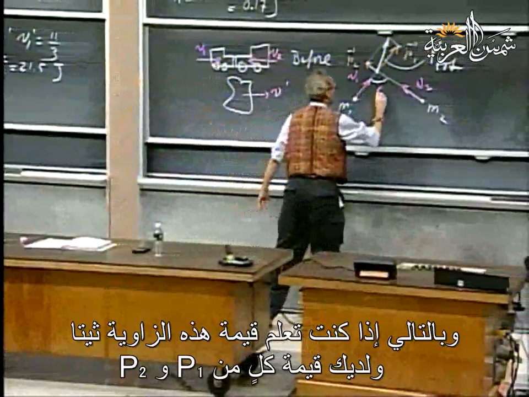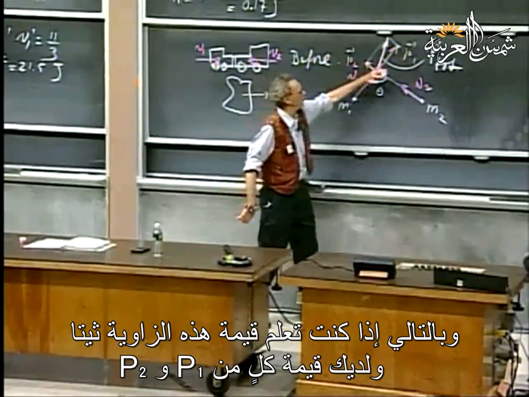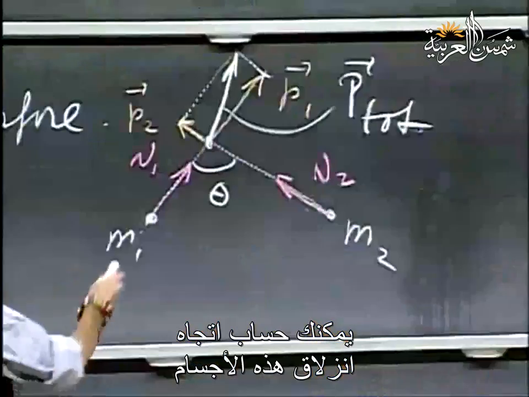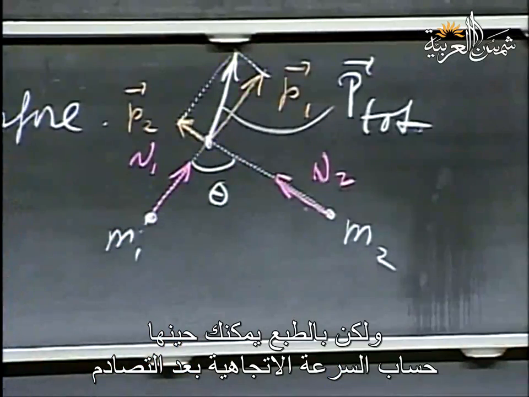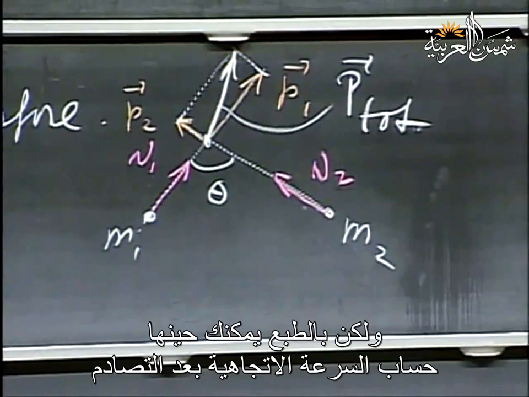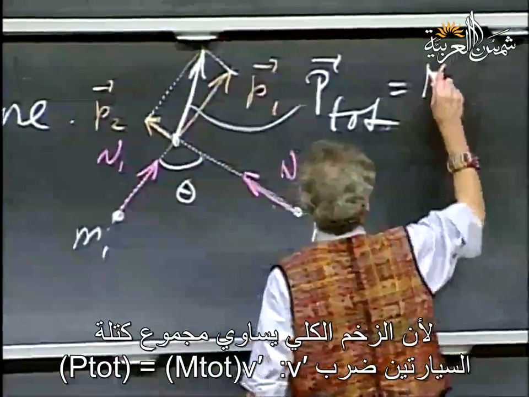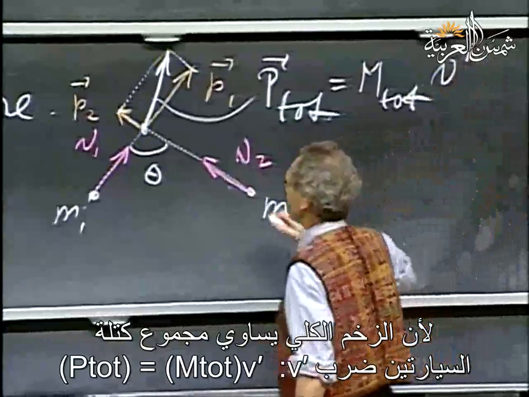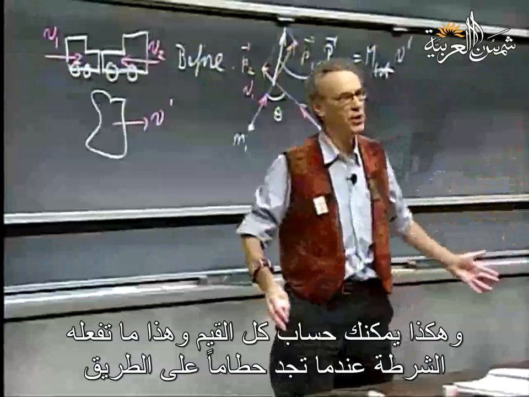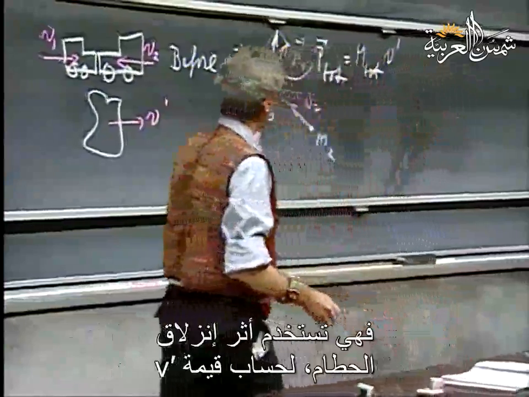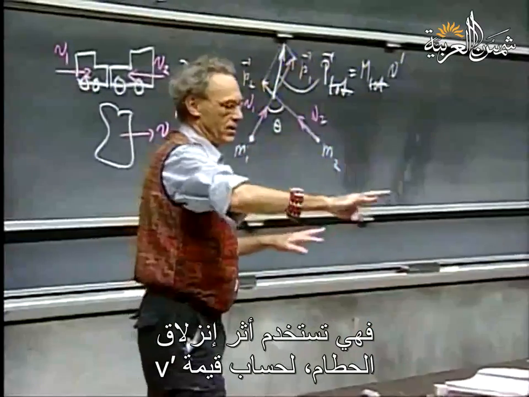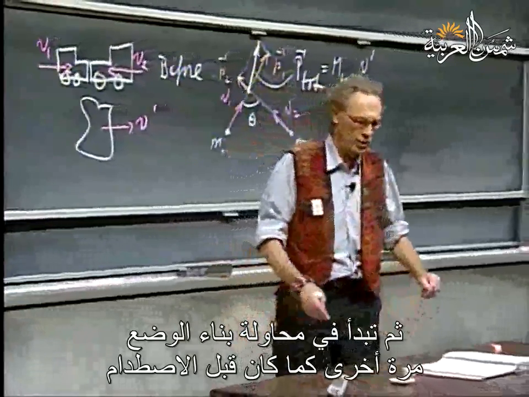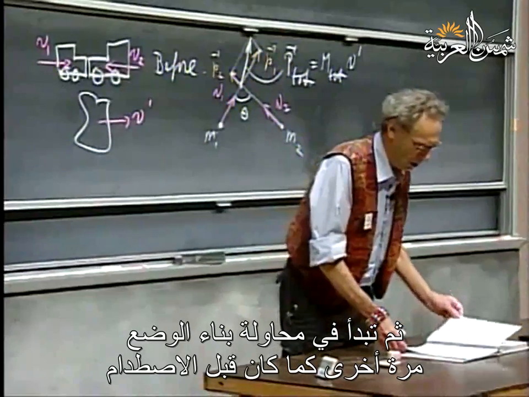And therefore, if you knew this angle theta, and you know P1 and you know P2, then you can calculate in what direction the objects are going to slide. But of course, you can also calculate then the velocity after the impact, because this total momentum must be the sum of the masses of the two cars times v prime. And so you can calculate everything, and that's what the police is doing when they find wrecks on the road. They actually use the skidding tracks of the wreck to calculate v prime, and then they can try to reconstruct the situation as it was before the collision.